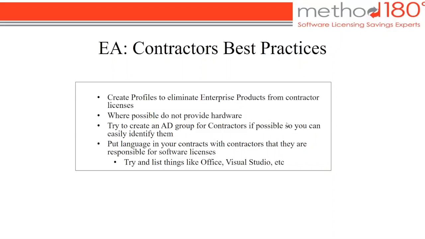And then the last thing that I would say is, put language in your contracts with the contractors themselves, so that if you are audited, you can kind of point back. And this is where we've been successful in beating this back in audits, because the customer had right in the contract that we're not responsible for providing hardware or software. And I always say, if you can put in there, for example, Microsoft Office, that goes a long way.